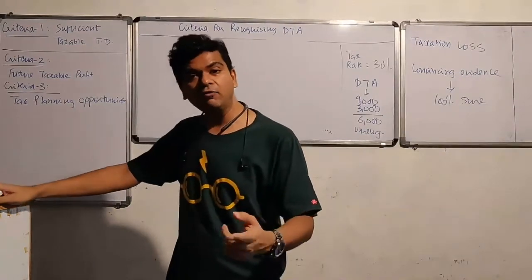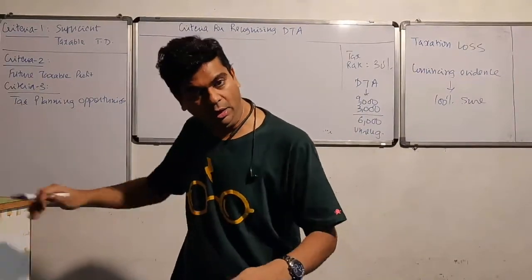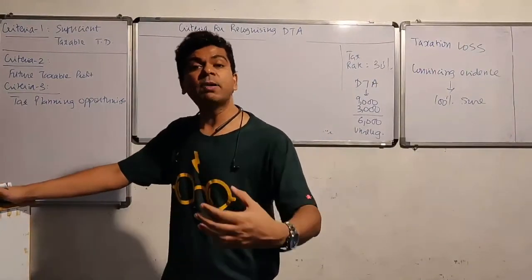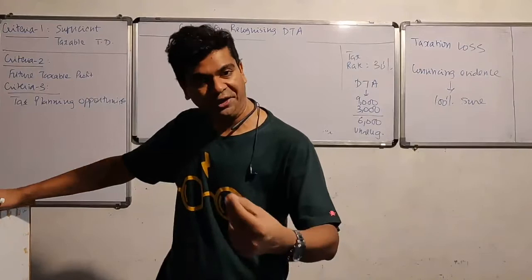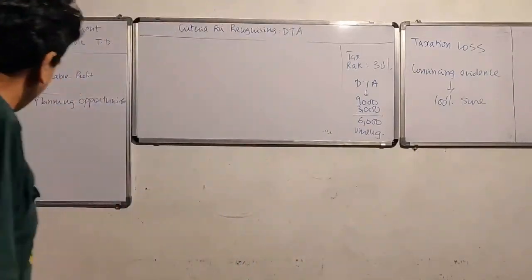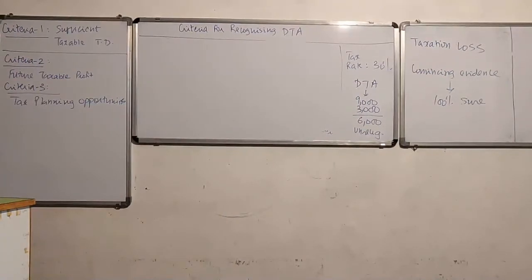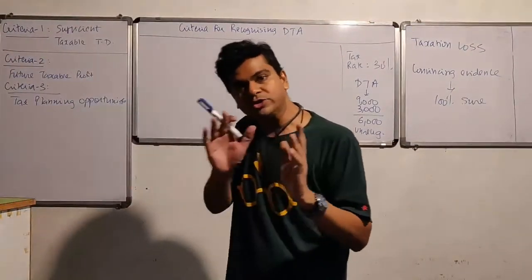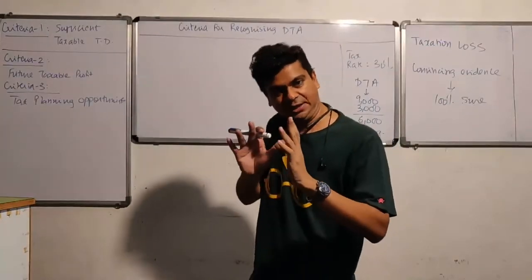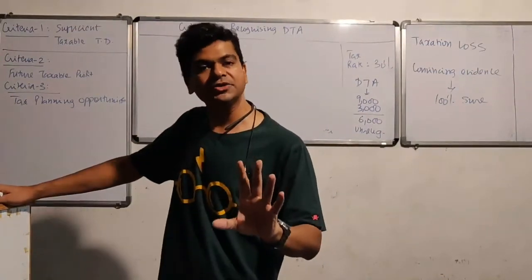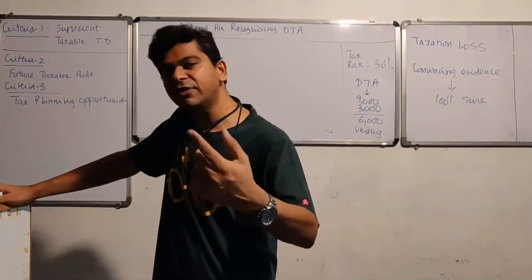Don't get carried away by the word tax planning. Normally we understand tax planning as ways by which we can reduce our tax. That is not the concept over here. When I say tax planning opportunity, I mean an opportunity by which there will be higher taxable income in future. Right? So it's altogether a different concept that we are discussing here. As I was saying, tax planning means how can I save tax? That's what we normally understand. But here we are talking in a very different way.